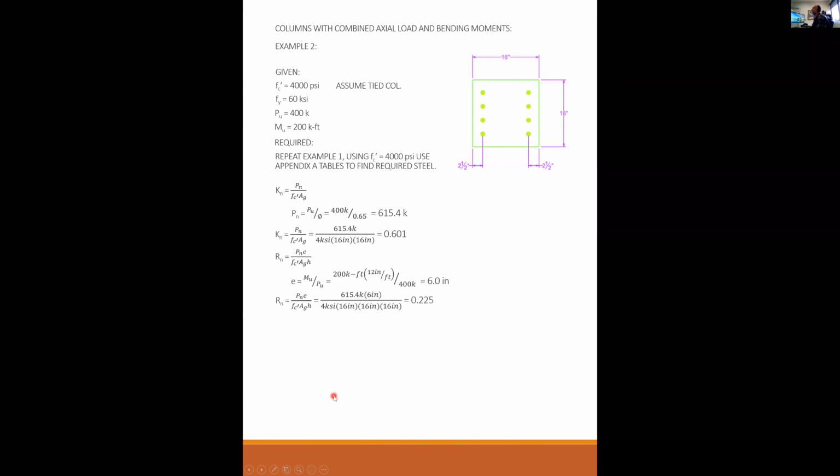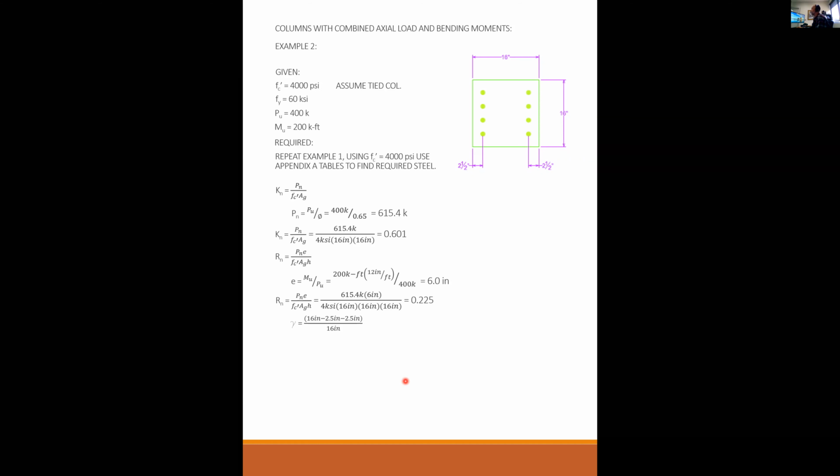And that gives me 0.225. Gamma, okay, if you look on your graph 2, at the very top of the chart, you see where it says interaction diagram. F prime C, the one I'm looking at is on page 619. So F prime C equals 4 KSI, Fy equals 60 KSI, gamma equals 0.6.